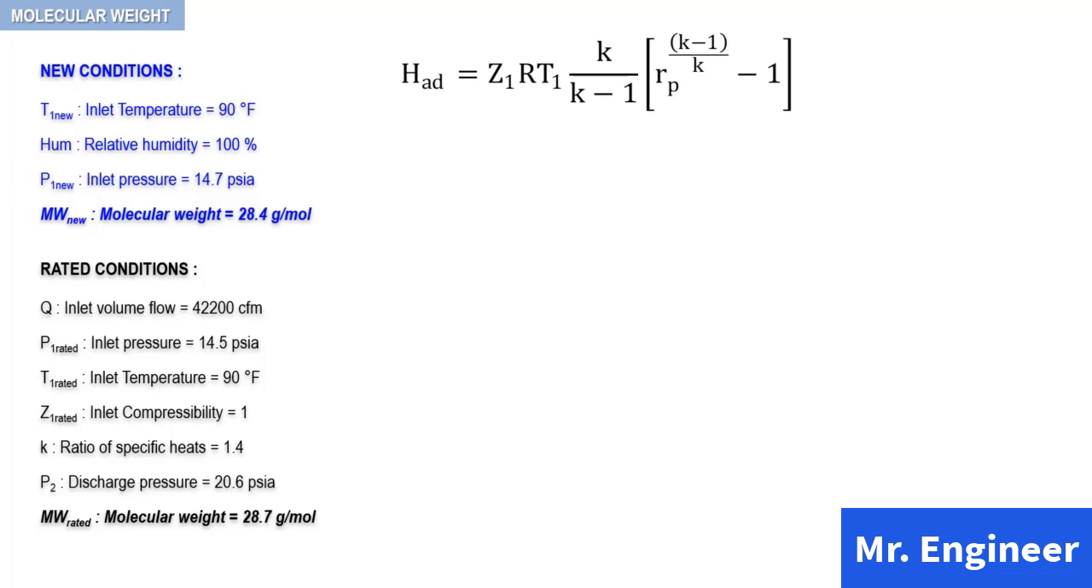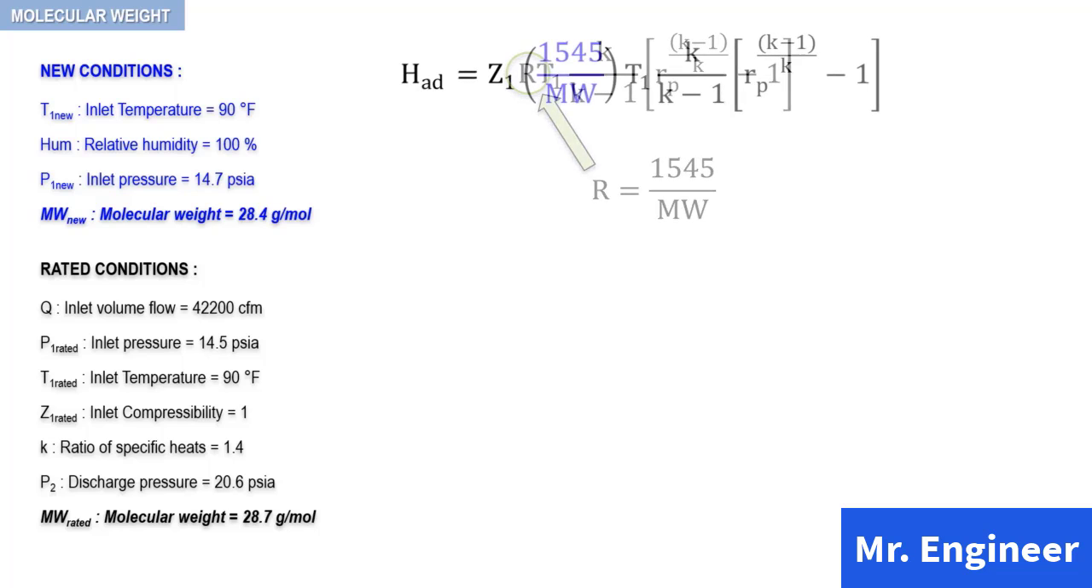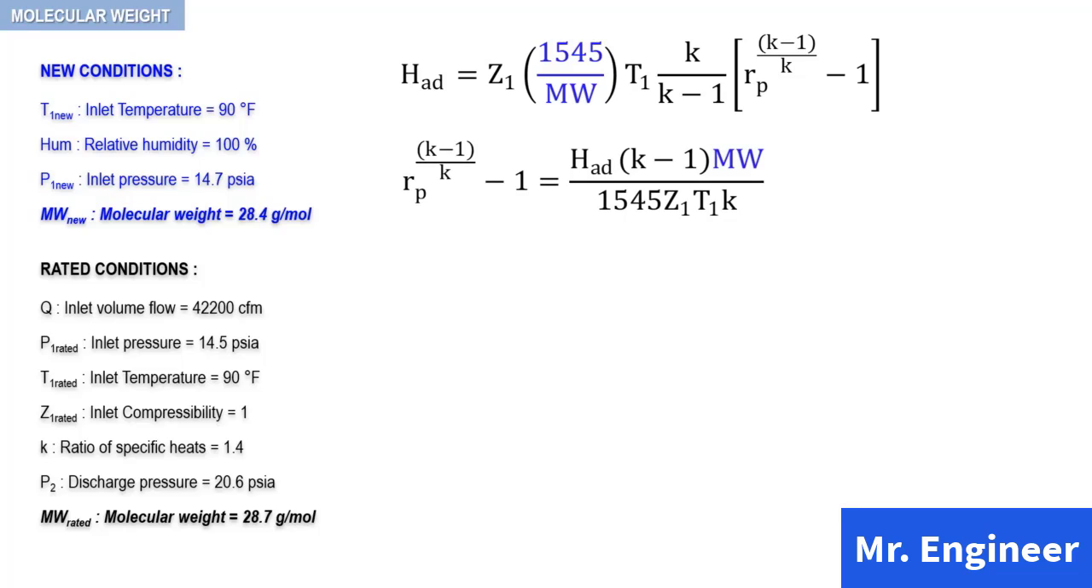The term R that you can see here is given by the following relationship. It is equal to 1545 divided by the gas molecular weight. Therefore, we can rewrite the head equation to include the molecular weight as seen here. Rearranging to solve for the term containing the pressure ratio will yield the following.